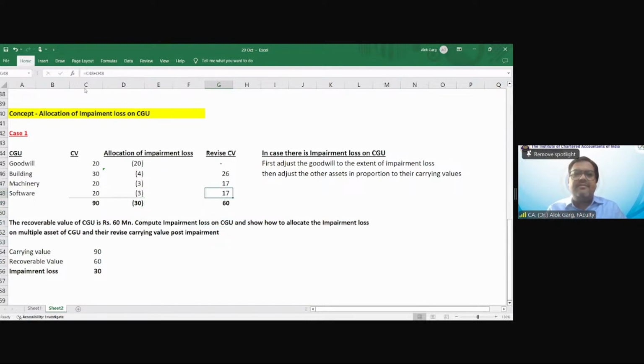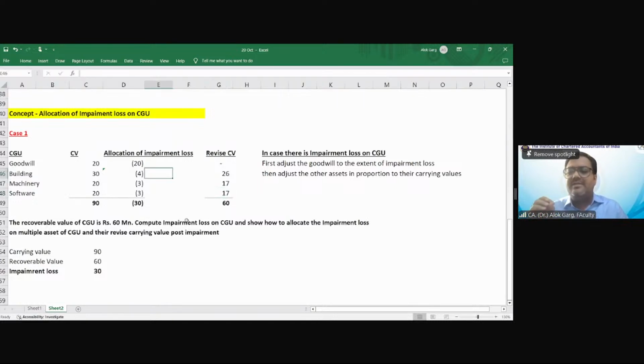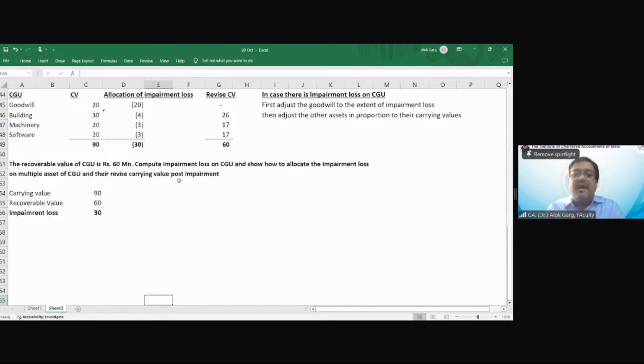Any doubt here? Any question here? So the simple rule is, first you need to adjust goodwill, then allocate the impairment loss on a pro rata basis in the proportion of the carrying values of the other assets. Now I am making it a little complex.